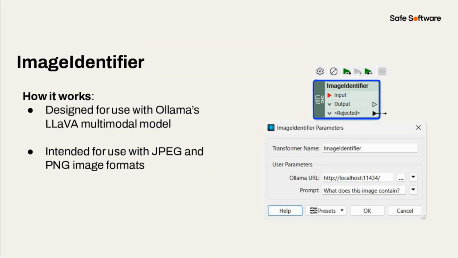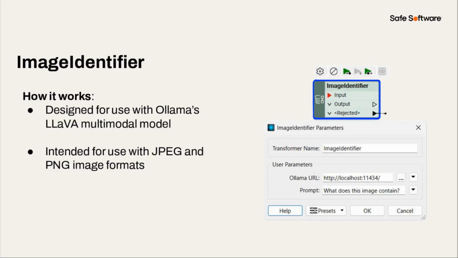So the next one is the image identifier. This is another great transformer. It's designed for use with Llama, and it uses the LLaVA multimodal model. Quickly, LLaVA is an end-to-end trained large multimodal model designed to understand and generate content based on both visual inputs and textual instructions. Here we opted for textual instructions, as you can see on the right. We have our Llama URL, which is the default.